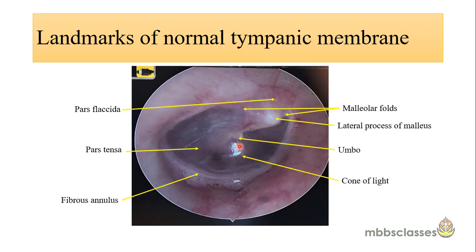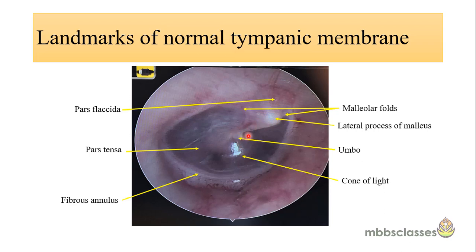This is the cone of light. The cone of light is always present in the antero-inferior quadrant. So this is the cone of light. You can see the light is here. This is the handle of malleus.